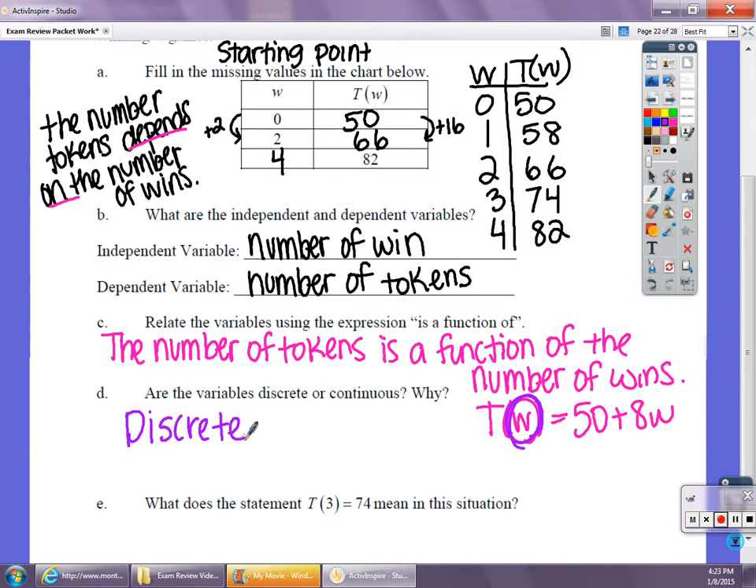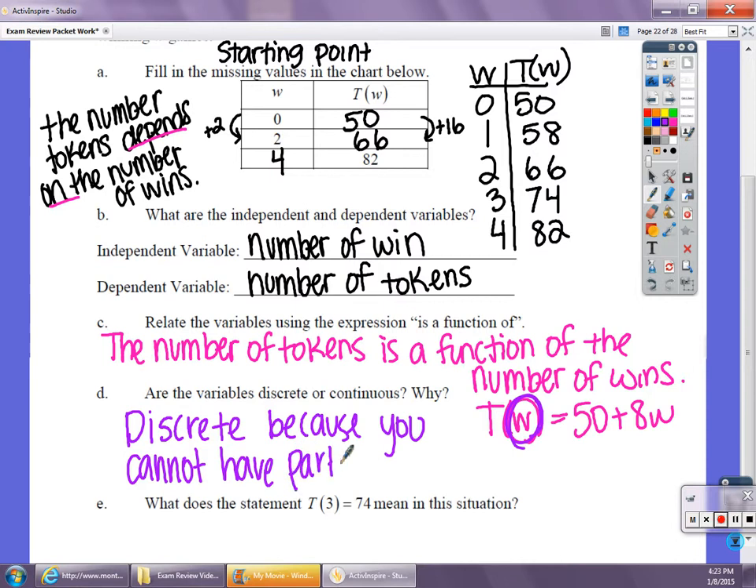And there's a lot of ways that you can explain the reason, but what I'm going to say is you cannot have part of a win or part of a token.